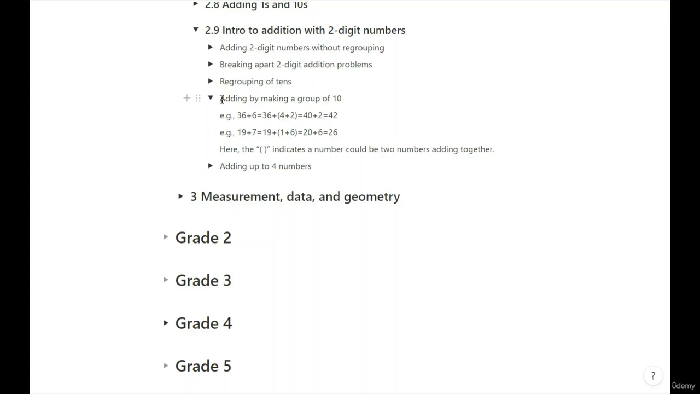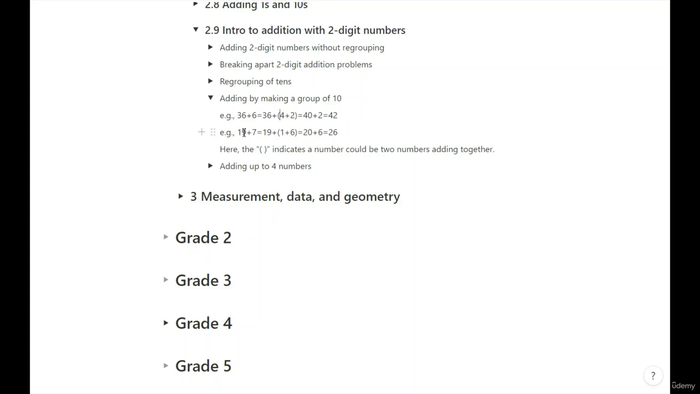Next point is to add by making a group of 10. For example, 36 plus 6 equals 42. First of all, we divide this 6 into 4 plus 2. Then we can add 36 with 4 together to get 40. And then plus the remaining 2, and we get 42. In this way, by making a group of 10, we can make this addition easier.